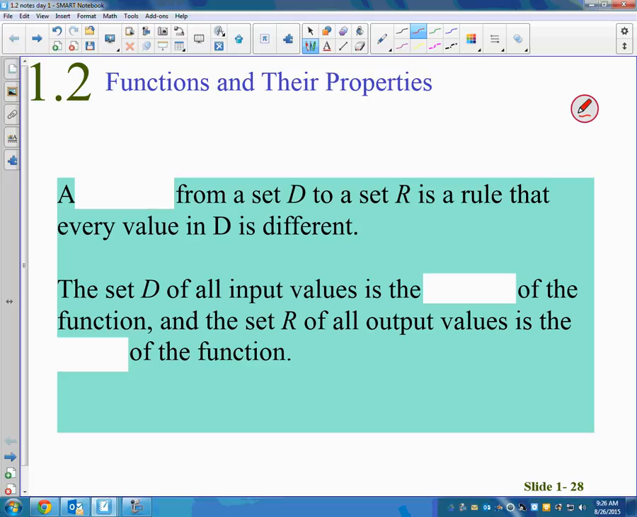So this is a book definition of a function, right? A function from a set D to a set R is a rule that every value in the D is different, right? And probably maybe you remember, to be a function, all x's are different. They're just talking about generically a set D and a set R.